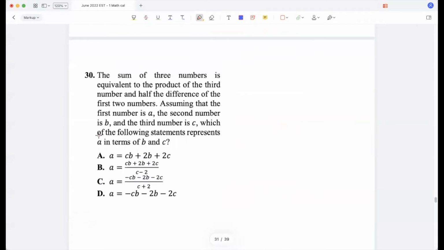The sum of three numbers is equivalent to the product of the third number. Okay, first number is A, second is B, and the third is C. Sum of the three numbers, A plus B plus C, is the product of the third number and half the difference of the first two numbers. Okay. Now we have to isolate A. So A plus B plus C is CA by 2 minus BC by 2.